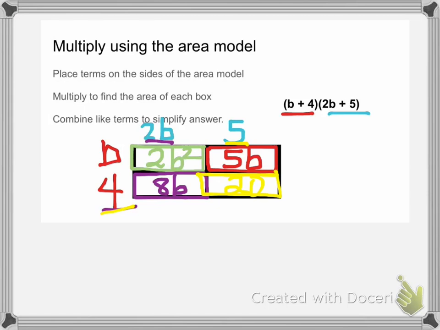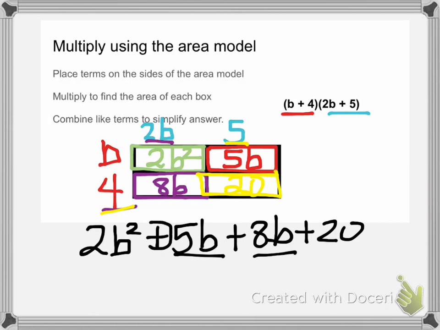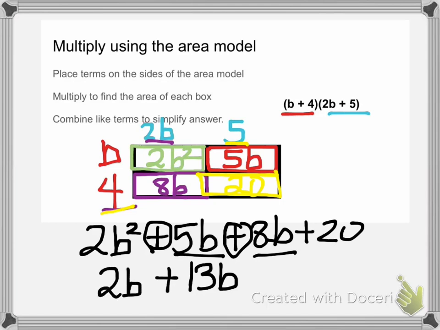Now all we've got left to do is combine our like terms. So we have 2B squared in the first box, positive 5B in the second box, positive 8B in the third box, and positive 20 in the last box. And to combine like terms, these are our only like terms. So if we add positive 5 and positive 8, that's going to give me 13B. Those are the only like terms. So let's bring down everything else. So my answer is 2B squared plus 13B plus 20. And that's how you use the area model.